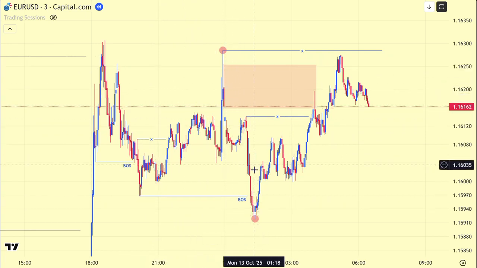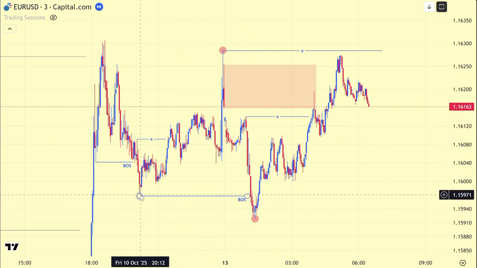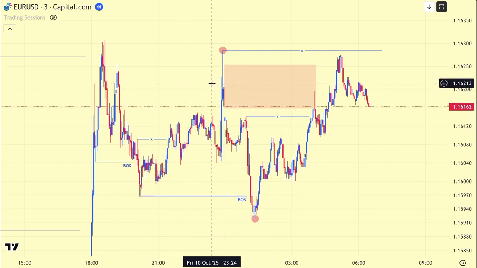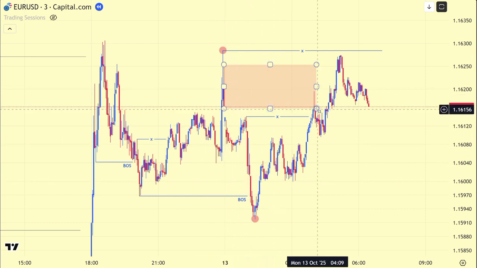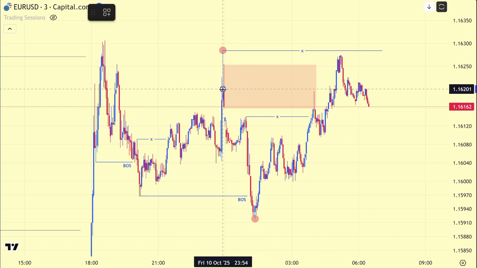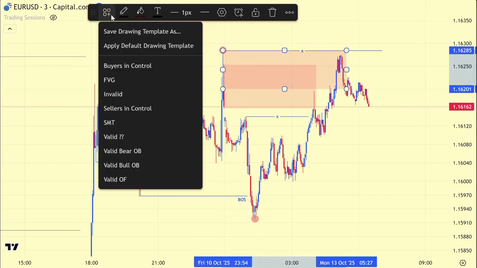We are only focused on the impulsive move. Even if the corrective leg was just one push with one big candle, it doesn't matter. We are only focused on the impulsive move. So you can clearly see that's the extreme OB, and of course this is the rejection block. So I can clearly see that that's the rejection block.